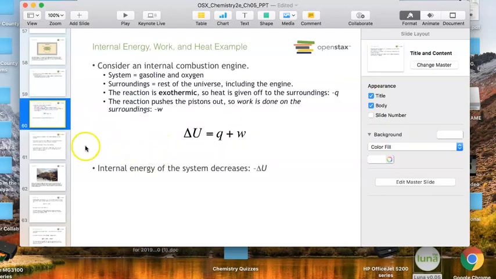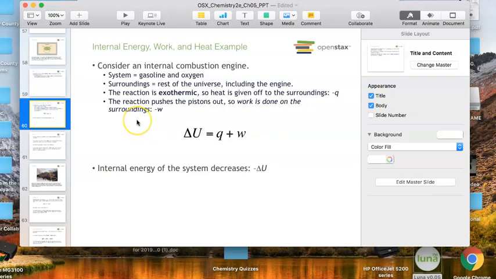Okay, here's an example. Consider an internal combustion engine. The system, in this case, would be the gasoline and the oxygen. The surroundings would be the rest of the universe, including the engine. The reaction is exothermic, so heat is given off to the surroundings, so the value for Q would be negative because it's an exothermic reaction. The reaction pushes pistons out, so the work is done on the surroundings.